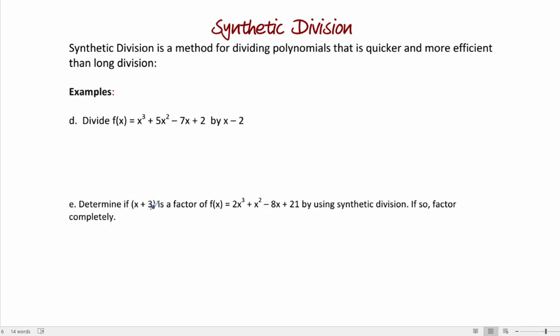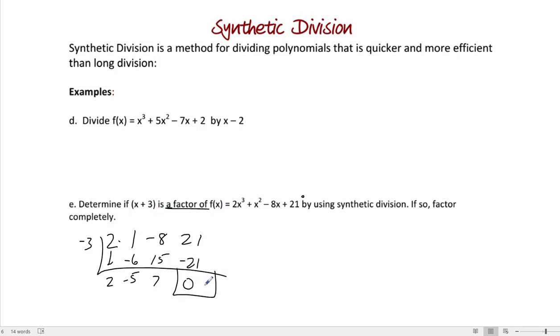x plus 3, remember I got to find the 0 of it, so that's a negative 3. Make my kind of upside down box. Coefficients are 2, 1, negative 8, and 21. Right? 3, 2, 1, 0. All right, go in order. Drop like it's hot. Multiply. Add. Multiply. Add. Multiply. Add. Because it's a factor, this is a 0, and it should be a 0 if it's a factor. Okay? So now let's rewrite this here.